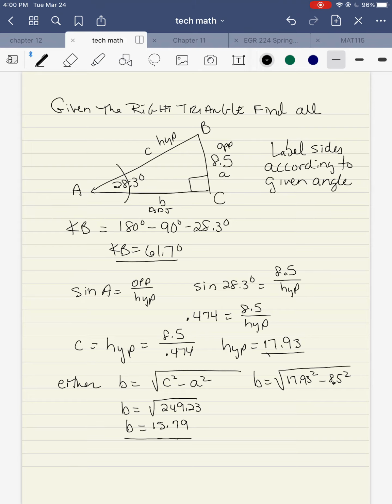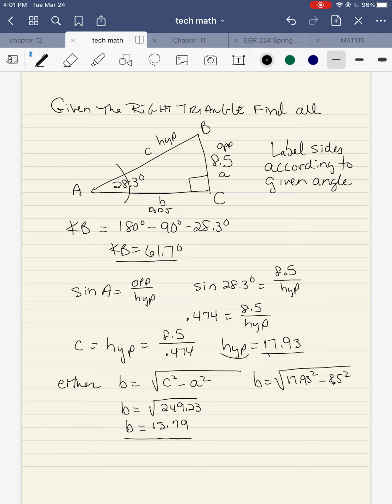Reworking this algebraically and taking the sine of 28.3, the sine of 28.3 is 0.474. Reworking it, I get the hypotenuse is equal to 8.5 divided by 0.474, or the hypotenuse is equal to 17.93. Pretty much, when your variable is in the denominator, like it is here, this becomes a division problem between 8.5 divided by the sine of 28.3, and that's what I have here, 8.5 divided by 0.474.